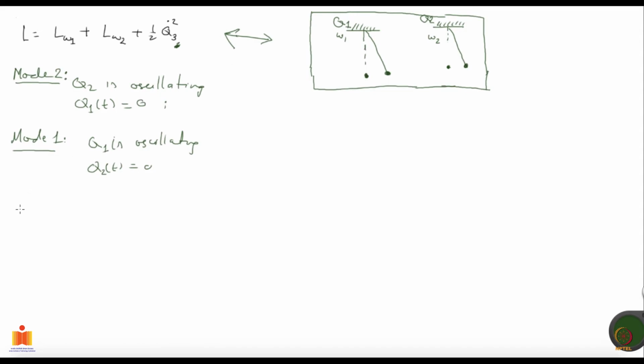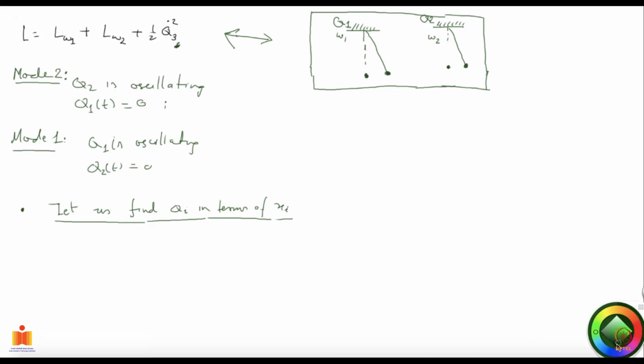So let me write down in short that, I hope you understand what we are saying. So let us find the qi's in terms of the xi's. That's our task now. Let me use black. Good, and that is not difficult.